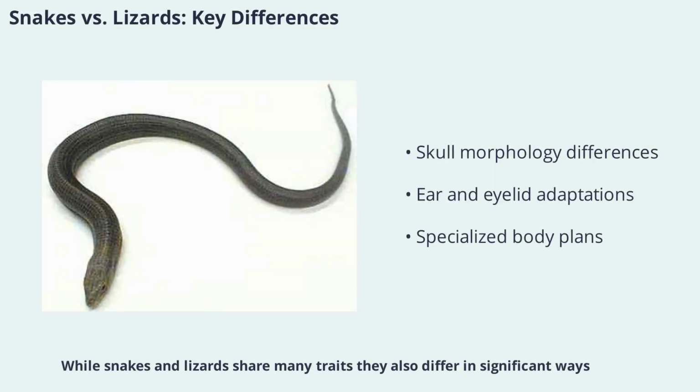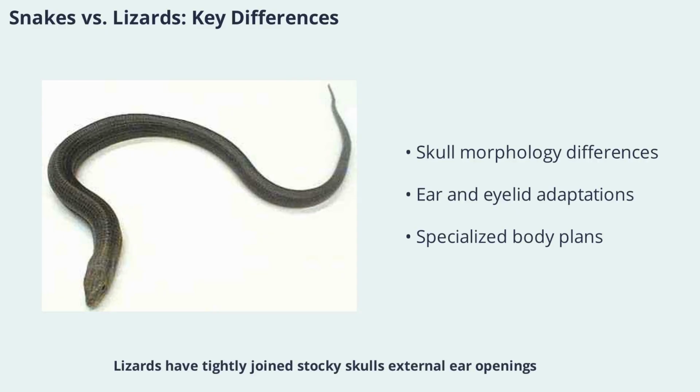Snakes and lizards share many traits. They also differ in significant ways. Lizards have tightly joined, stocky skulls, external ear openings, and eyelids that close. Snakes, on the other hand, have elongated, mobile skulls, lack external ears, and possess a transparent, fused eyelid. Snakes have only one lung and kidney, and their tails are short relative to their bodies. Functionally, snakes are highly specialized legless lizards, likely evolving from a fossorial or burrowing ancestor.